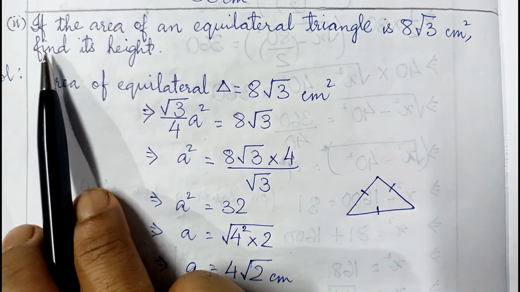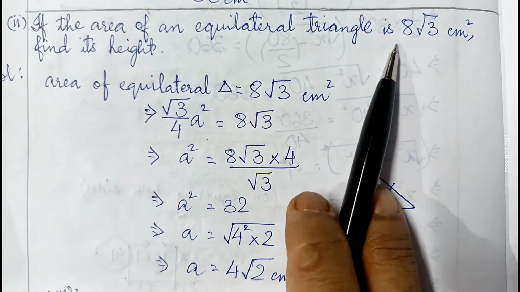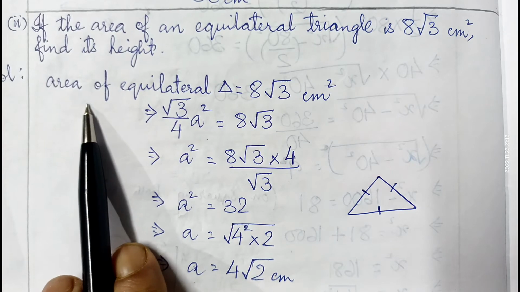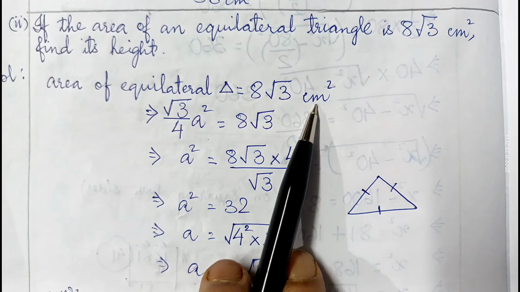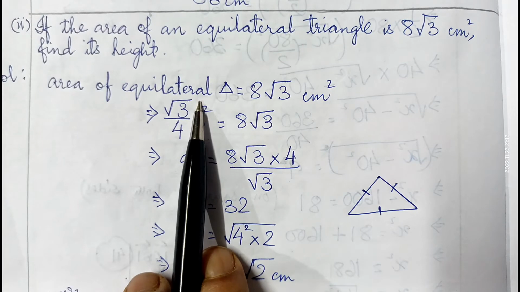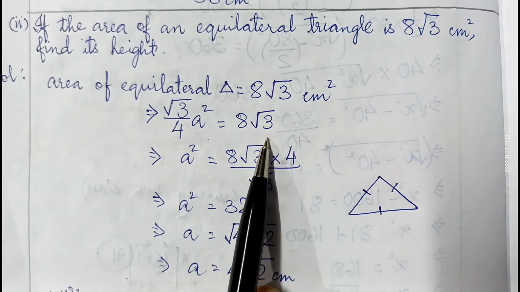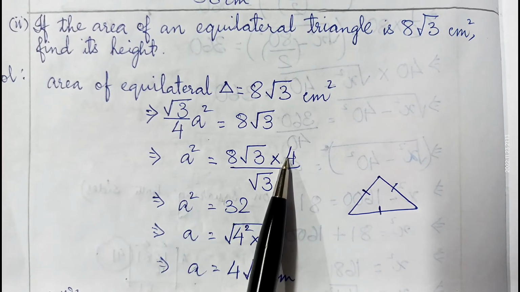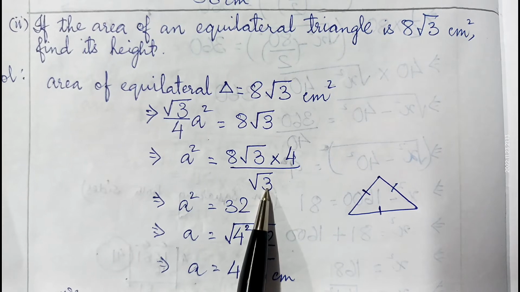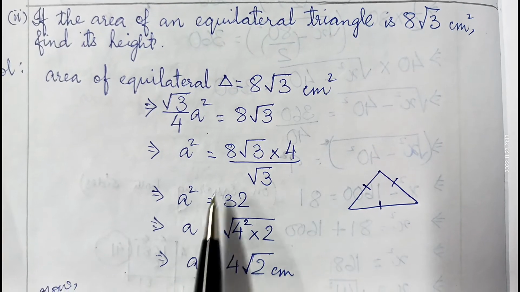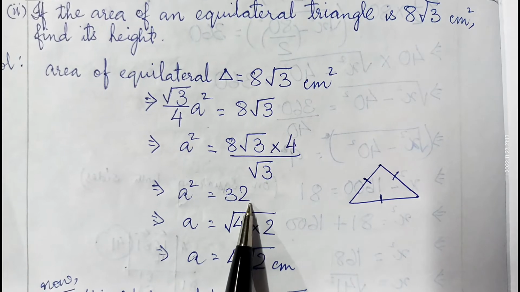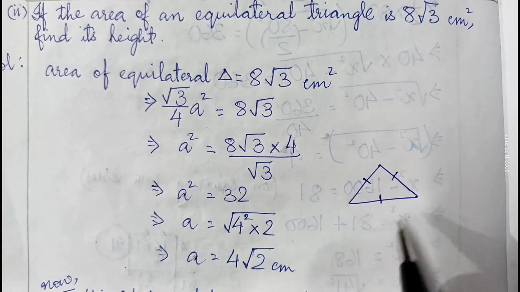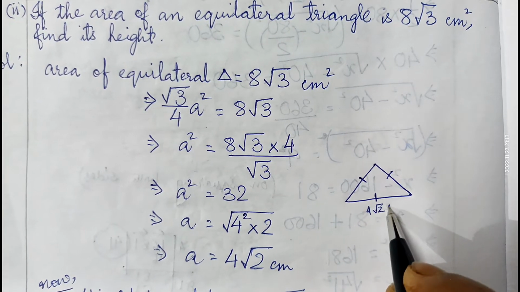Second part of question number 8. It is given, if the area of an equilateral triangle is 8 root 3 centimeter square, find its height. In the question it is given that the area of the equilateral triangle is 8 root 3 centimeter square, and we know the area of an equilateral triangle formula is root 3 by 4 s square, which is 8 root 3. So s square will be 8 root 3 into 4 in the numerator, root 3 in the denominator. This root 3 and this root 3 can be cancelled. So s square will be 4 into 8, which is 32. 32 can be written as 4 square into 2. So a will be 4 root 2 centimeter. So each side is 4 root 2 centimeter.